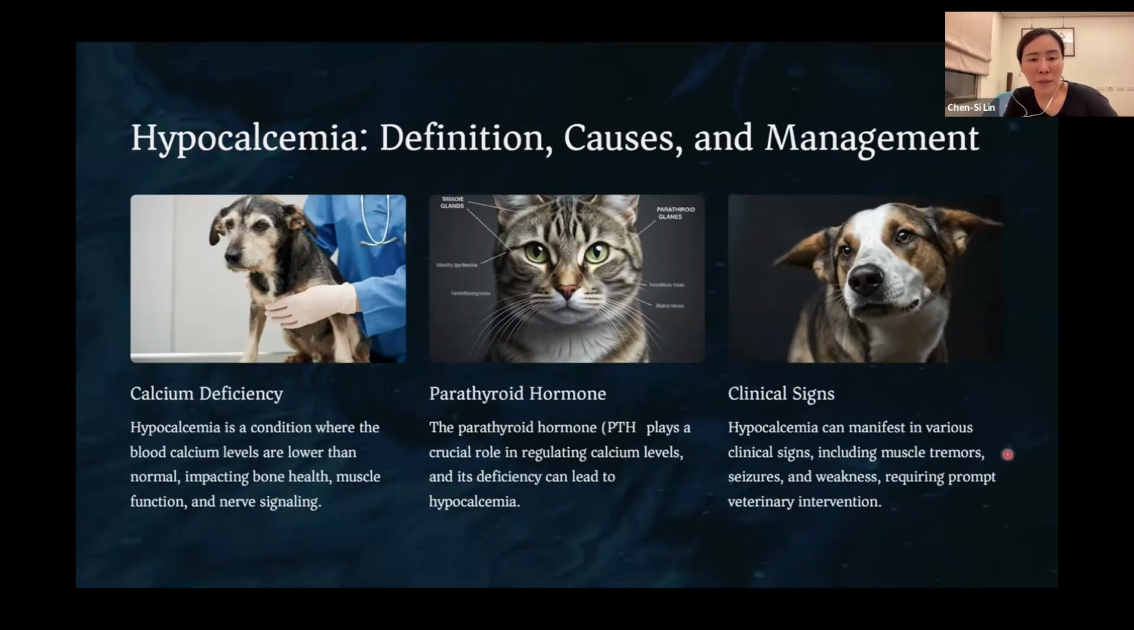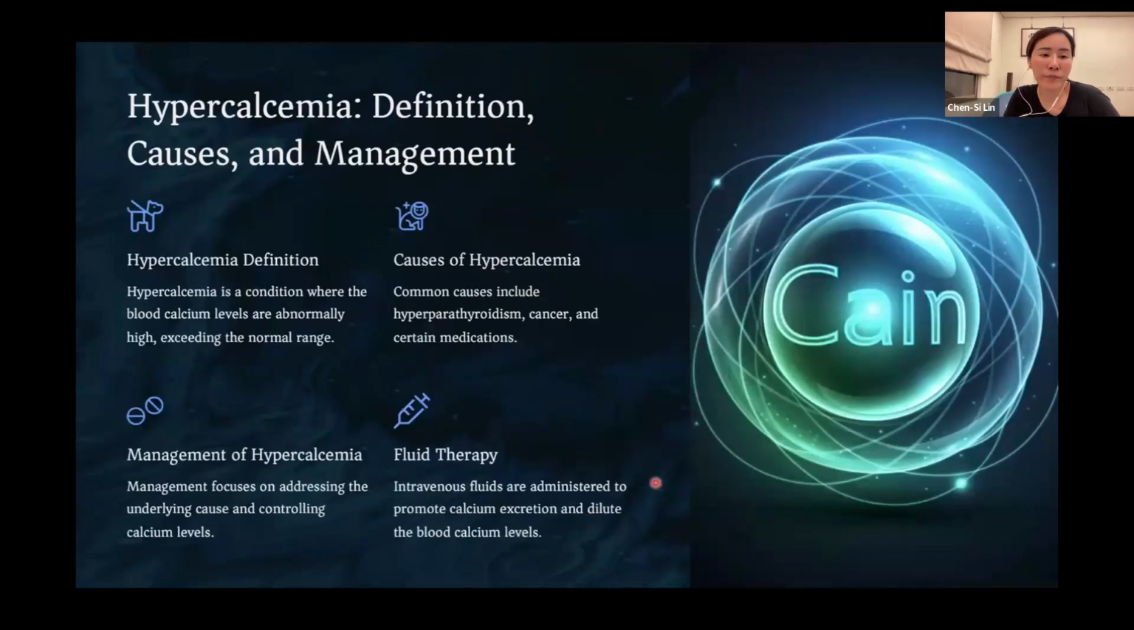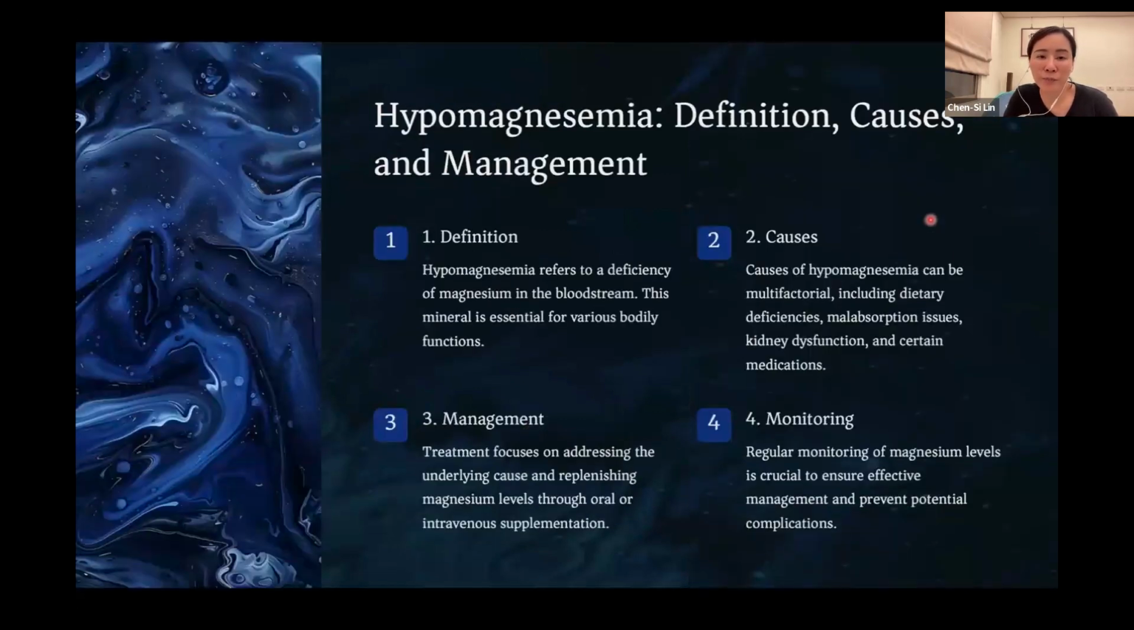So in these cases, when we find the clinical signs, we need to go back and check the calcium level as well as the PTH level. And for hypercalcemia, on the contrary, as we mentioned before, we focus on fluid therapy, on how to adjust and help the animal recover. Again, it is always tailor-made fluid therapy to help them go back to the normal range.